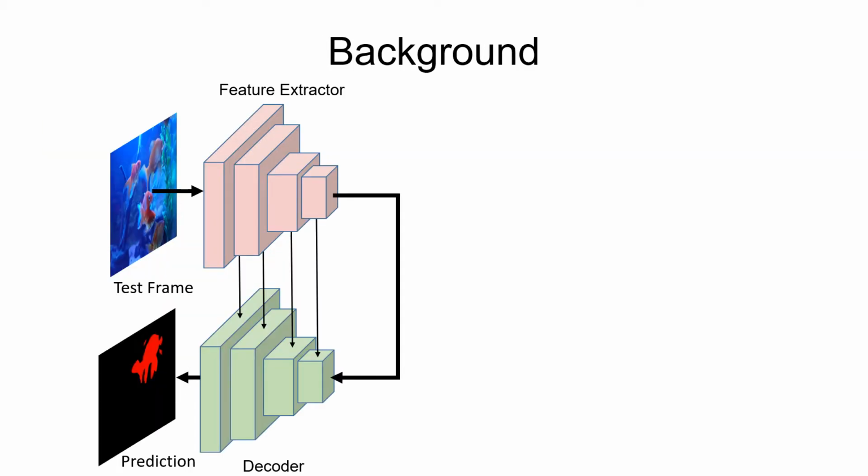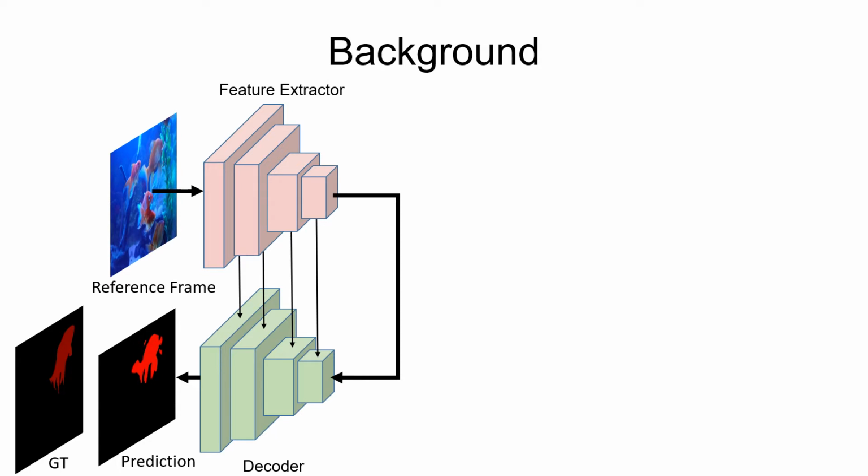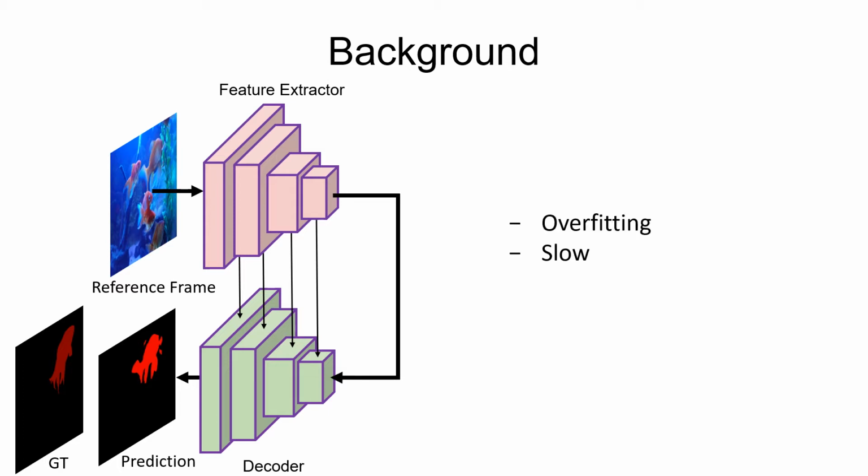Early approaches construct networks inspired by architecture for semantic segmentation. These generally have a feature extractor and a decoder network. To adapt the network to the target, the popular approach was then to fine-tune the entire network on the reference frame. This, however, tends to result in overfitting to the initial appearance and slow run times.